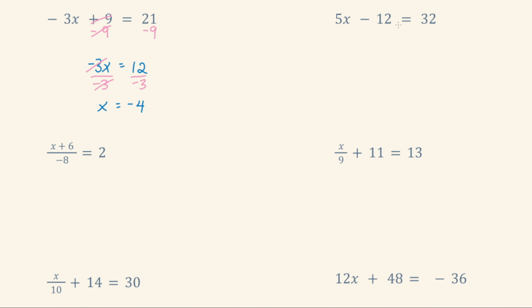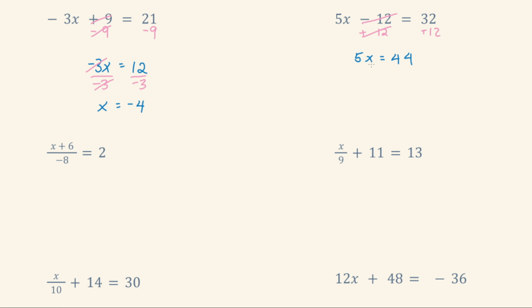On this question here, the 5 is being multiplied to my x. Then that product is subtracting by 12. So the subtraction by 12 is the first thing that I'm going to undo. So I'm going to add 12. I'm going to add 12 so that these go away. On the left side of my equation, I'm just left with 5x is equal to 44.